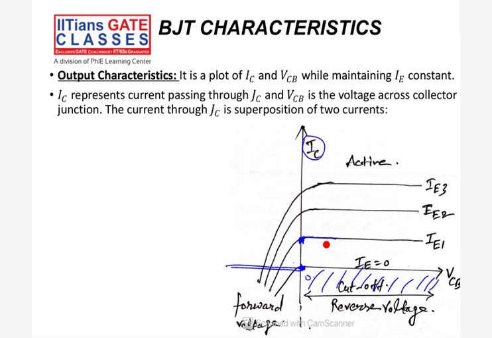So our output characteristic will shift in the upward direction. Why is it shifting upward? Because IE is increasing. Because of IE, I have more IC. IC is directly related to IE.